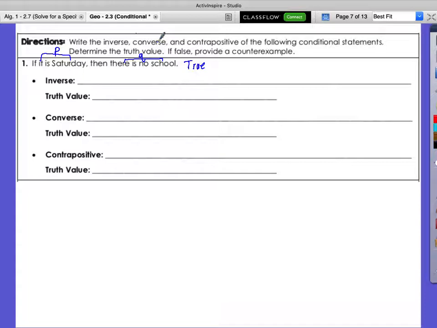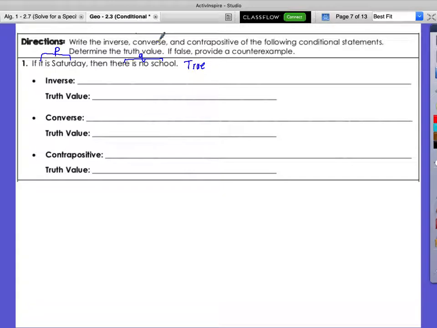There is no school is our conclusion. Now, if we recall, our conditional is P, then Q. We're going to write the inverse, the converse, and the contrapositive of this conditional statement. Because if it is Saturday, is there no school? Yes, so that's a true statement. Then we're going to determine whether each is true or false, and if it's false, give a counterexample.